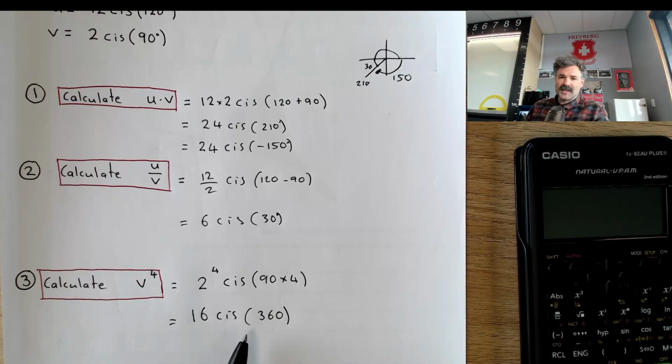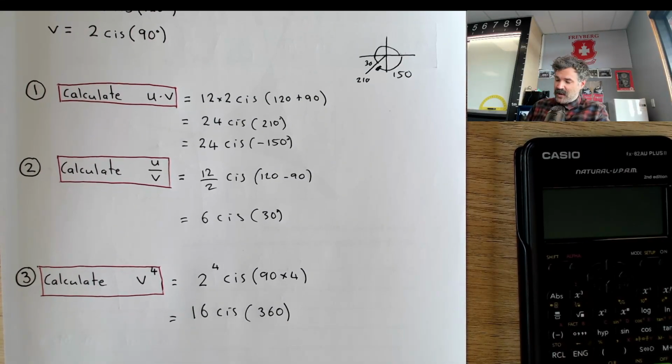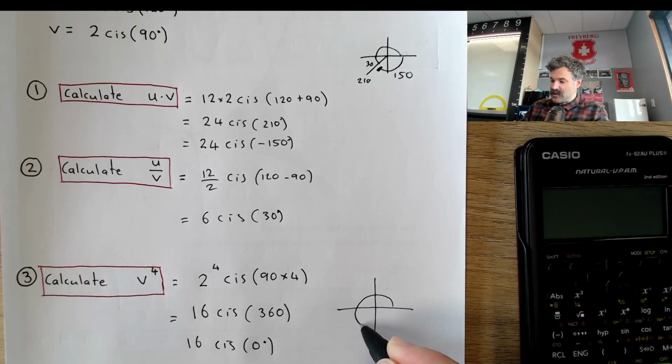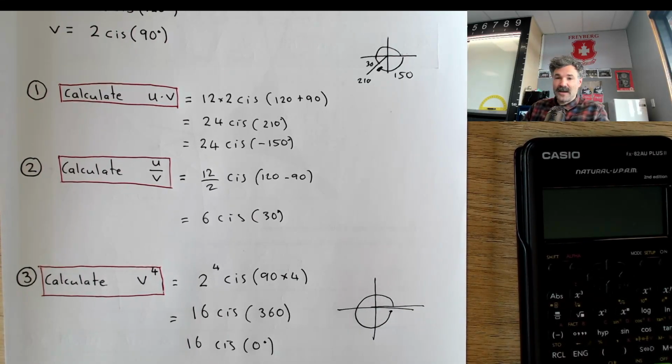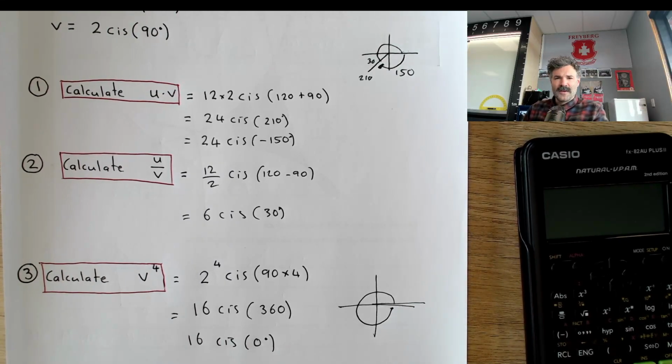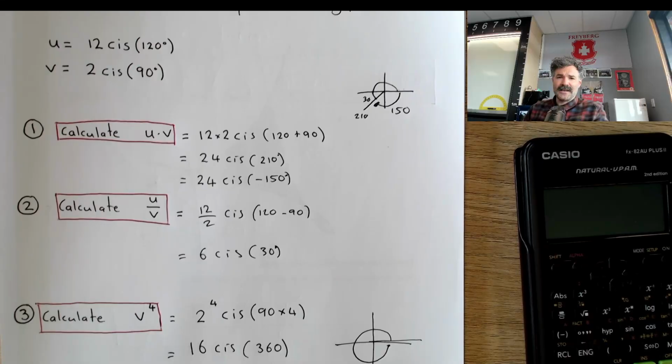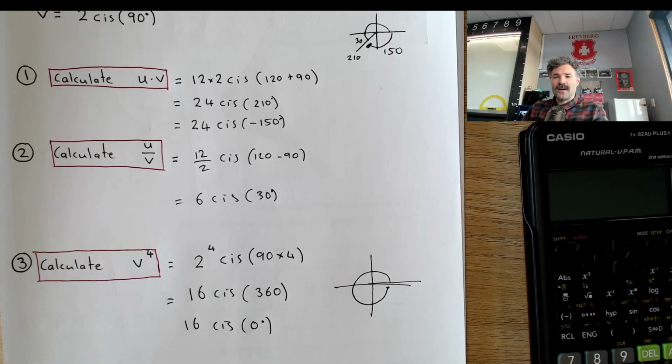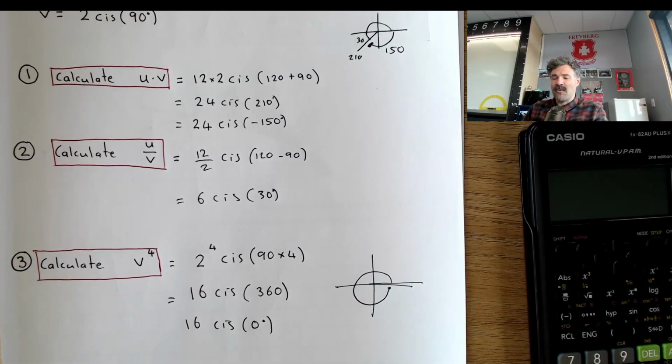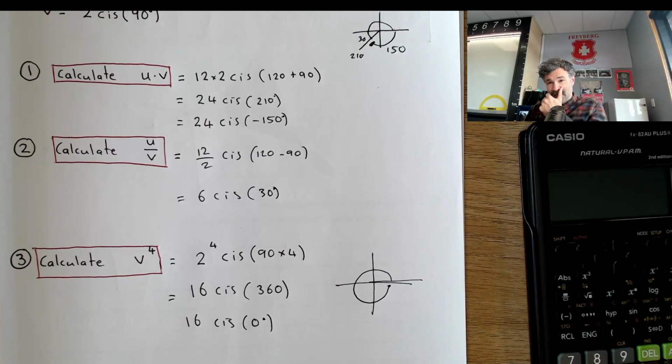Now, 360 is a big number, and actually it's the full way around the circle. We can describe that as an angle of 0. If you think about 360 degrees, it's the whole way around back to here. I could just tell you to travel a distance of 0 and you'd still be on that line. So this is how we multiply, divide, and raise to a power these complex numbers that are now in polar form instead of in rectangular form.